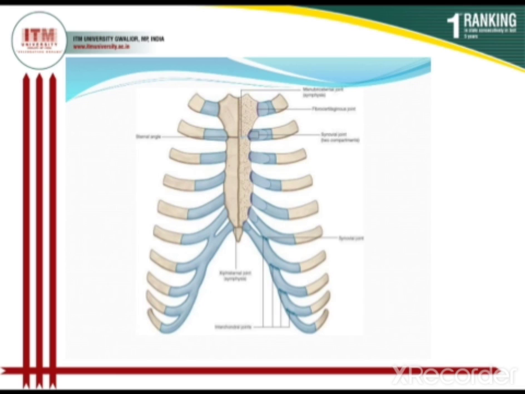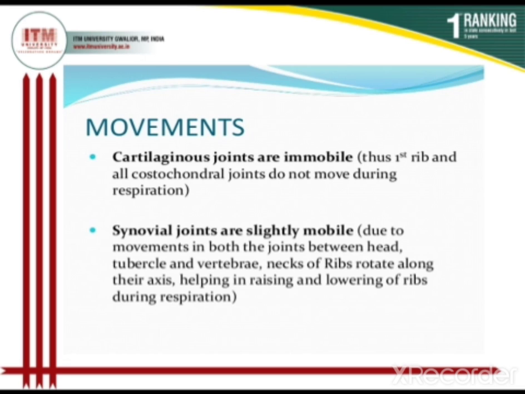Next are the movements. This is very important because cartilaginous joints are immobile. The first rib and all costochondral joints do not move during respiration. Synovial joints are slightly mobile, due to movements in both the joints between the head and the tubercle and the vertebrae. The neck of the rib rotates along its axis, helping in raising the lower ribs during respiration. This is important.